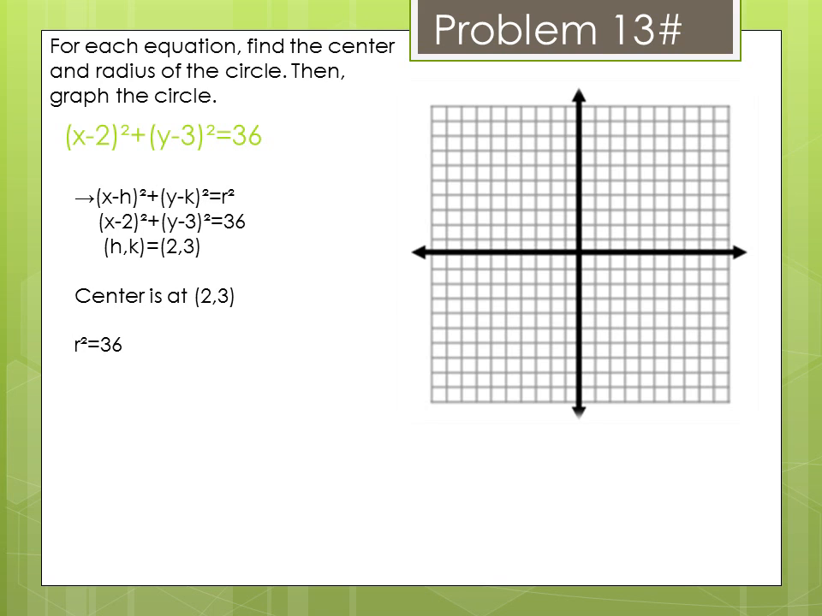So we already have that. And r squared is equal to 36. So all you do is find the square root of r squared and of 36, which will give you r is equal to 6. So your radius is 6. Now I've plotted the center, and I'm going to go 6 units up and to the sides.